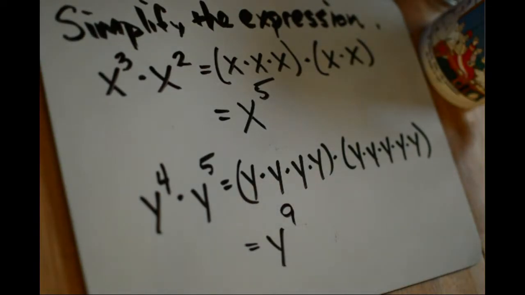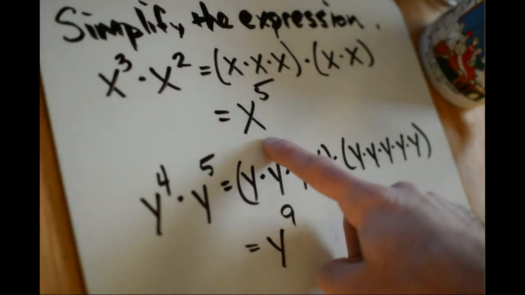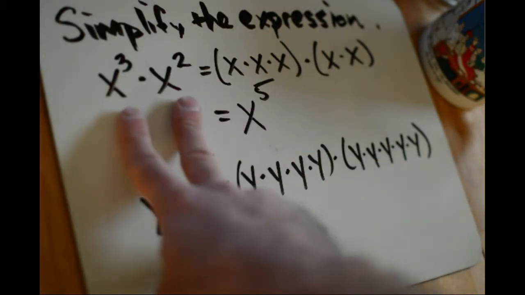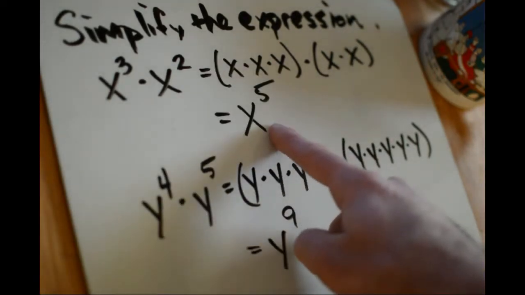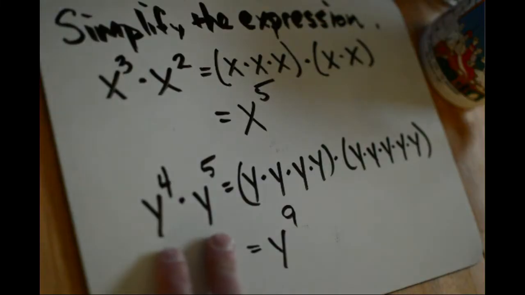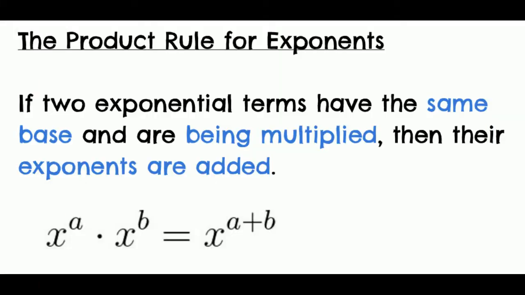So taking a look at these two examples should reveal one of the important properties of exponential terms. When you're multiplying exponential terms that have the same base, you're adding their exponents. So x to the third times x squared, the shortcut way is to just add those exponents and get x to the fifth. y to the fourth times y to the fifth gave us y to the ninth. So that right there is the product rule for exponents. If 2 exponential terms have the same base and are being multiplied, then their exponents are added.